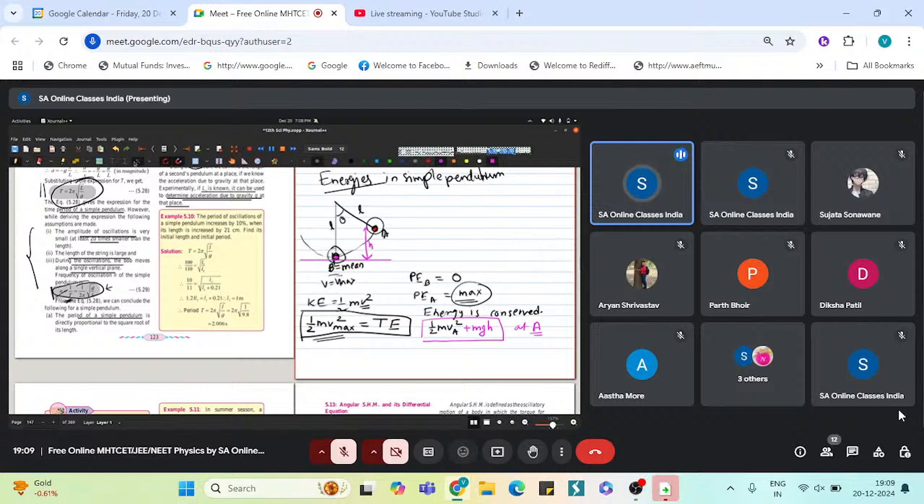So for the edge, we are going to consider this triangle. Let's say this is the pivot point, and this is your L, and we are going to consider this triangle. This is the position A, and this is the total length. This is where the bob is essentially. So this total length is L. This total length is L.